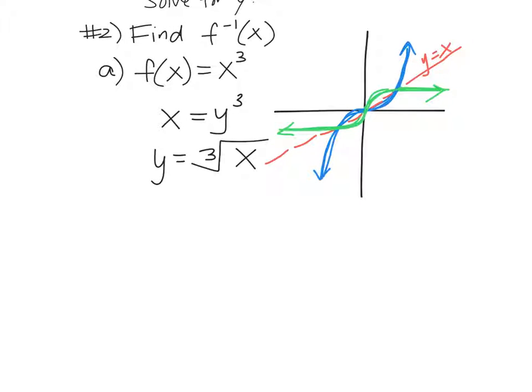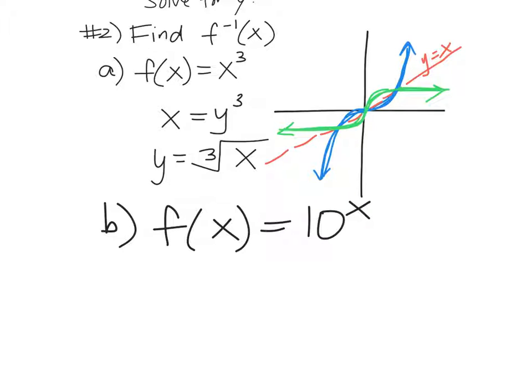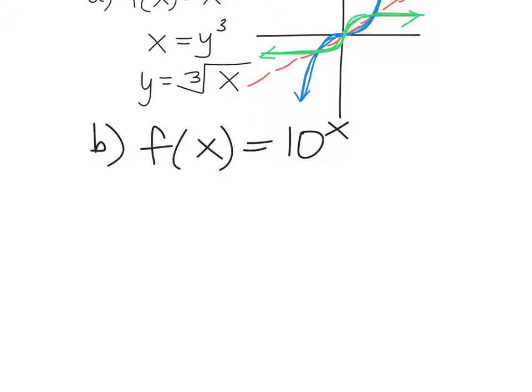All right, letter B. Let's do this one. F of x equals 10 to the x. Because you're probably wondering, why are we doing these functions when we've been doing logs all week? Well, this is why. So f of x equals 10 to the x. We're going to find this guy's inverse.